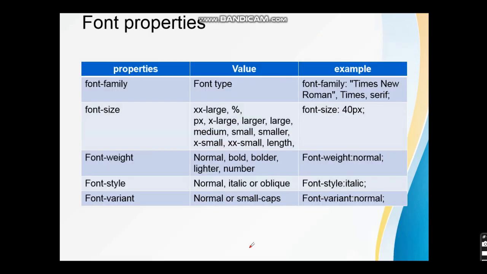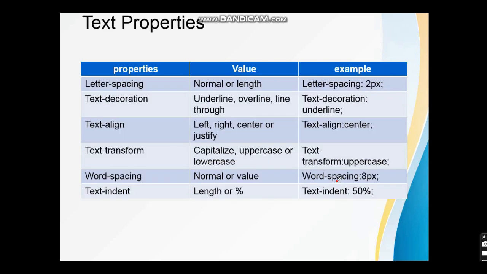Similarly, font properties. These are the font properties like font family. These are the values. You can try every value while you are creating an HTML document with the help of CSS, right? Next, font size, font weight, font style, and font variant. These are the values and these are the examples of how you're going to apply it into your own HTML document with CSS, right? Text properties, and these are the text properties with the value and the example. Letter spacing, text decoration, text align. Okay, these are the properties with values and the example.